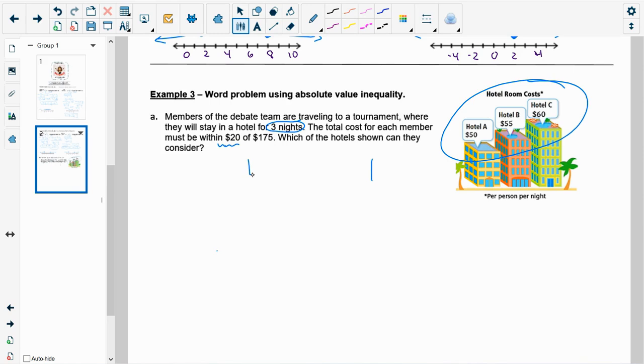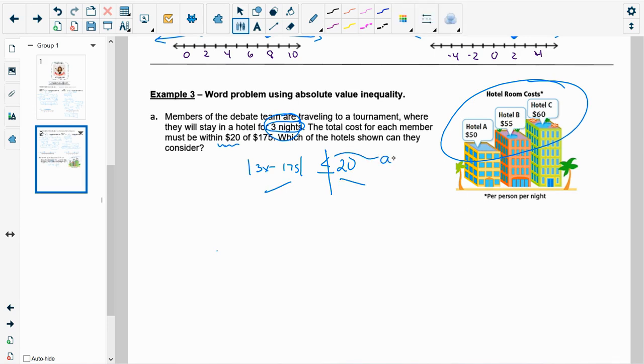So we have our absolute value. We know it's going to be less than or equal to, and our range is that $20 right there. So that's going to go on the outside. Okay, we know we're going to have that minus 175. Now, normally this right there would be our variable, but we're talking about 3 nights, not just the price of 1 night. So that instead of x is going to have to be 3x. Okay, and then we're all set. Now, I do have my absolute value isolated on one side, right? So I can split it.